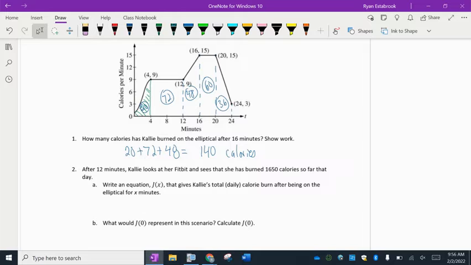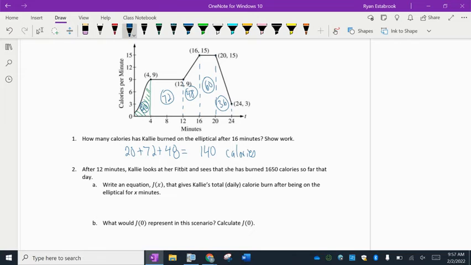Question number 2. After 12 minutes, Callie looks at her Fitbit and sees that she has burned 1,650 calories so far that day. Write an equation J of x that gives Callie's total daily calorie burn after being on the elliptical for x minutes. So after 12 minutes of doing this, she sees that she has burned 1,650 calories.